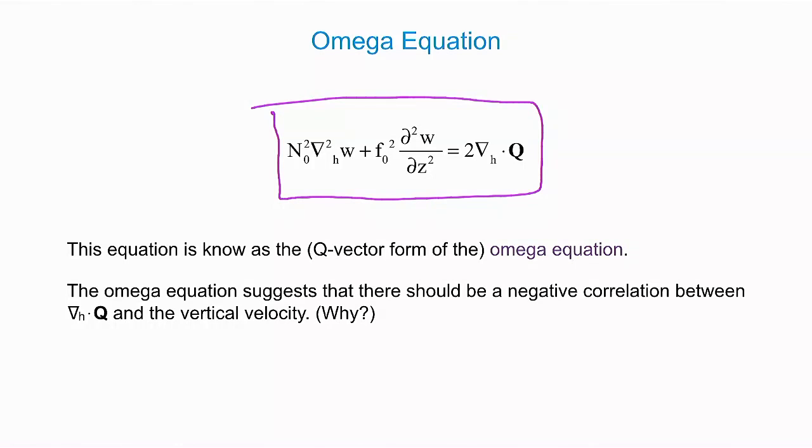So what does it look like? This is the static stability squared, the horizontal Laplacian of W, the vertical motion, plus the Brunt-Väisälä frequency squared, the vertical derivative of the vertical motion, is equal to 2 times the divergence of this Q vector. There should be a negative correlation between this and this. Do you know why? Maybe think about that.